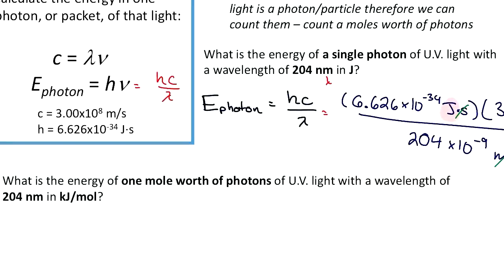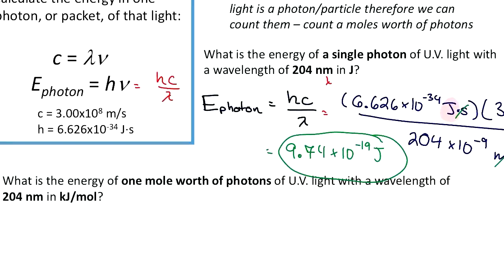We want to know the energy, the joule amount that is possessed in one photon, one packet of this 204 nanometer light. If you calculate that, the energy of one photon is 9.7 times 10 to the negative 19 joules. That is the energy of one photon. If I threw one ping pong ball at you, I would deliver that much energy. That's a tiny amount of energy.